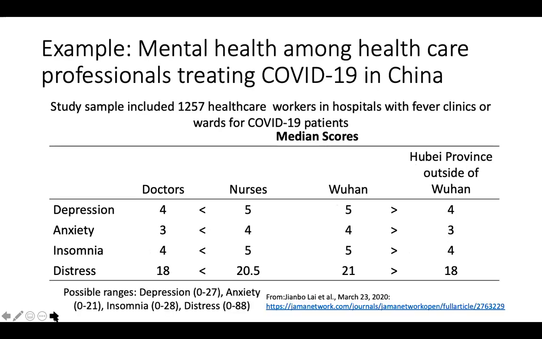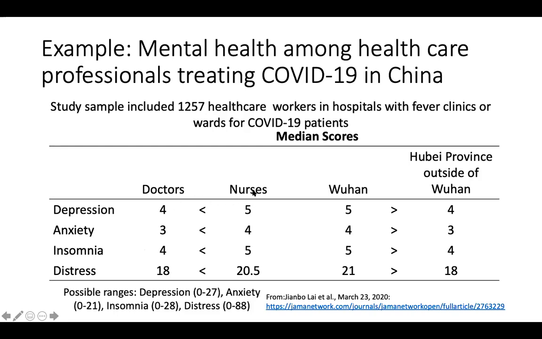Here's an example of a cross-sectional study, also from China. This looked at 1,257 healthcare workers who were working in hospitals that either had fever clinics or wards for COVID-19 patients. And they examined mental health outcomes, just a point-in-time estimate, among those healthcare workers.